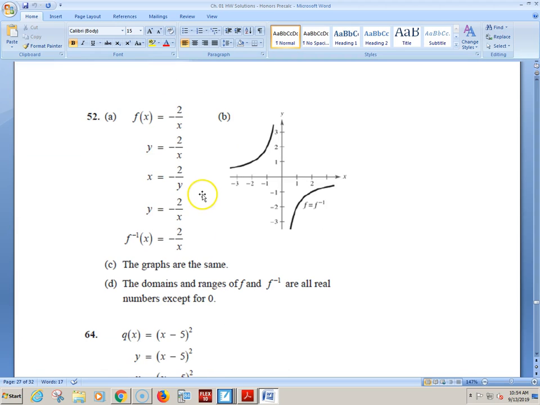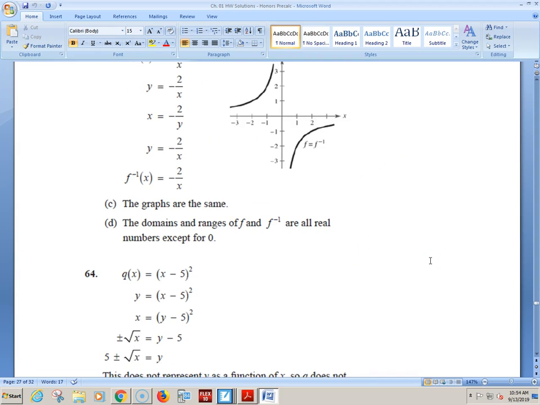Number 52, what were you supposed to do? Switch the x and y and solve for y. And look, it was its own inverse again. And if you were to graph y equals x, it's its own reflection again. It's not quirky, guys.